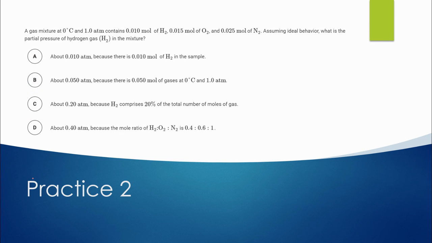A gas mixture at 0 degrees Celsius and 1 atm contains 0.01 moles of hydrogen gas, 0.015 moles of oxygen gas, and 0.025 moles of nitrogen gas. Assuming ideal behavior, what is the partial pressure of hydrogen gas in the mixture?